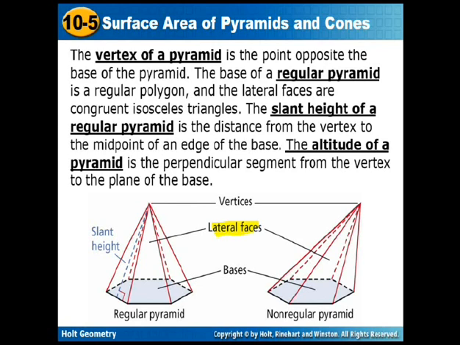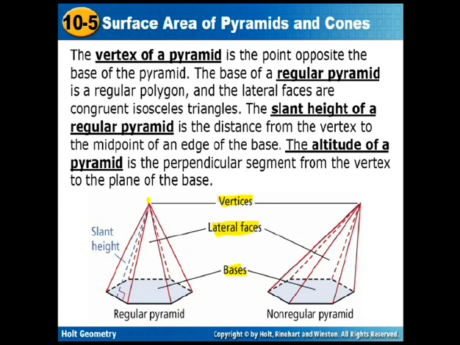Since this is a hexagon, the base is a hexagon. The first hexagon is regular, while the second one is irregular. Now this is the vertex of the pyramid, and these are the bases of the pyramids.